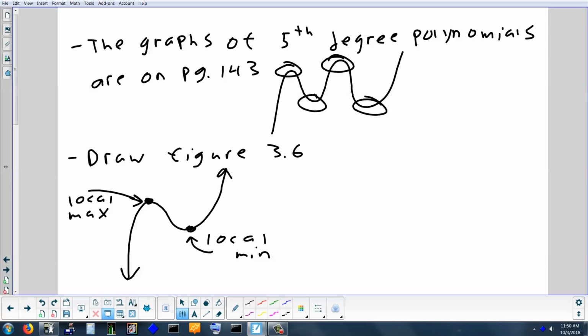Now, each one of those things I just circled, those are called local maxes and mins. What that means, when you say that's a local min, you're not saying that it's the lowest value. You're just saying that in that area, it's lower than anything else. Okay? Just like that. A local maximum doesn't mean it's the highest value ever. It just means in that area, it's the highest value.